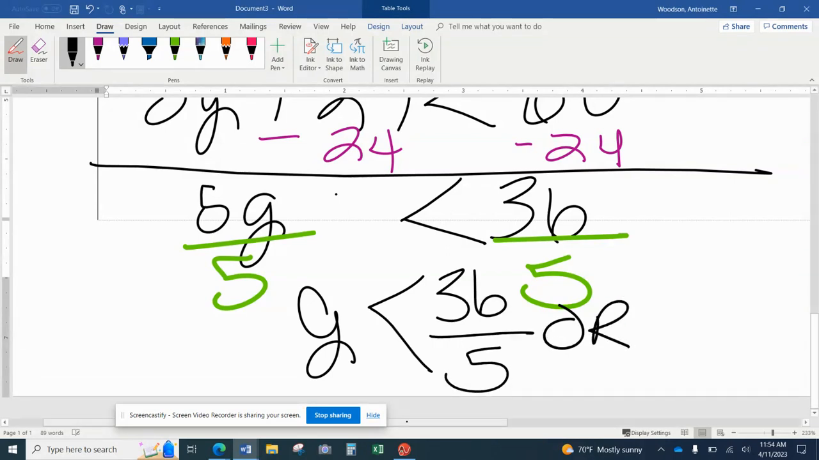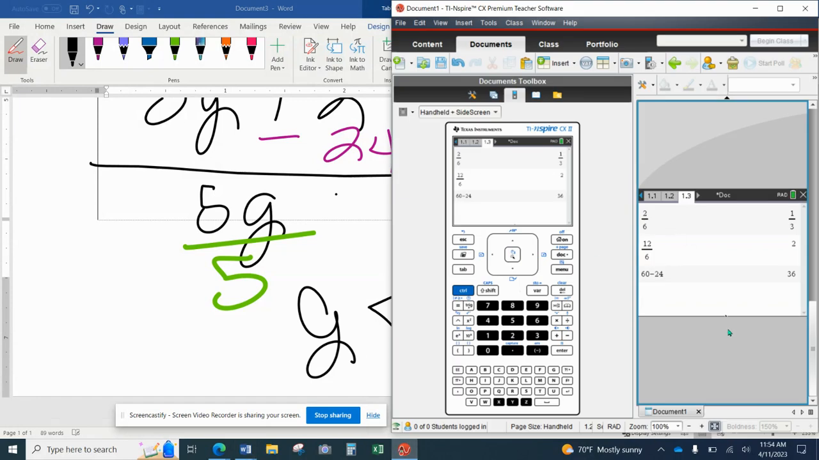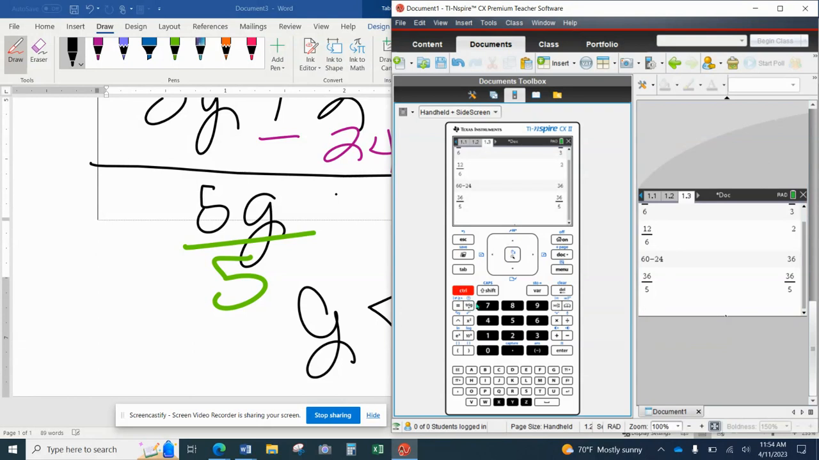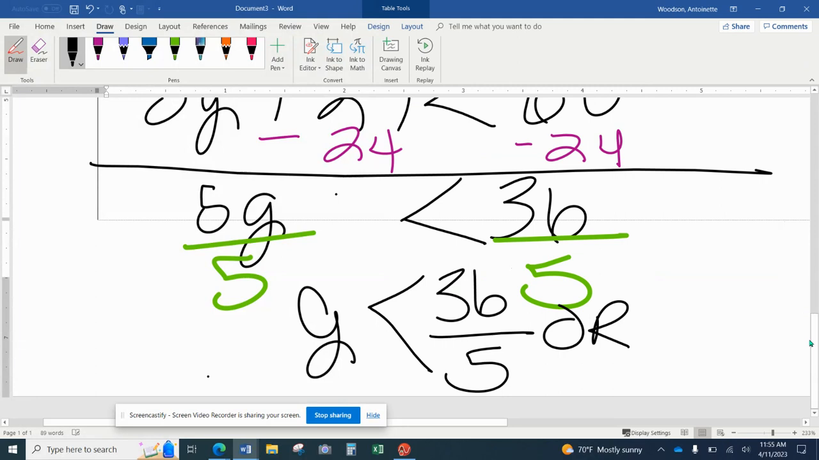And if I change that to a decimal, I go right here and do 36 divided by 5. Hit Control Enter. Oops, hit the wrong button. Hit Control Enter, and then it'll change it to a decimal. Remember, you can also do 36 divided by 5, arrow over, and put your period, and then it'll also change it to a decimal. So this would be 7.2.